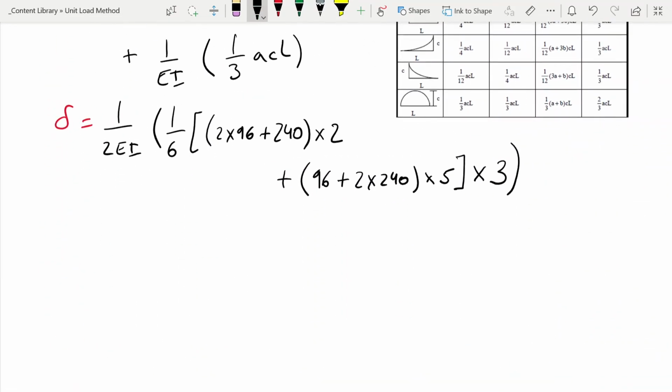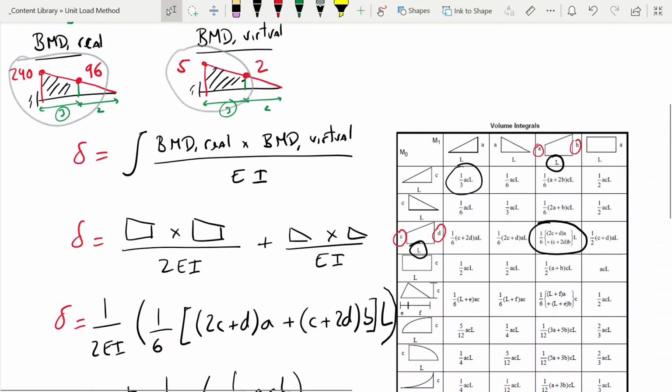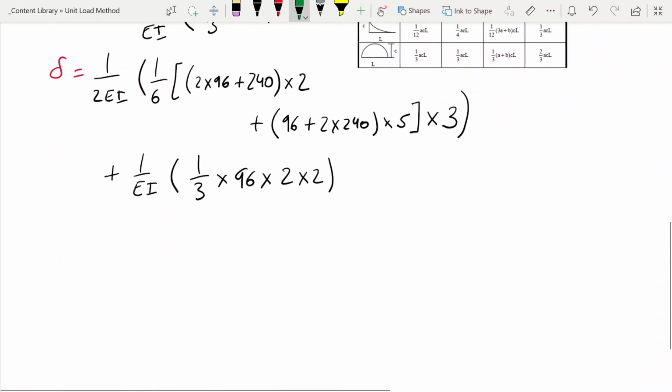Now we add the triangle, so we add 1 over EI, and the triangle should be easier. So 1 over 3 times 96 times 2 times 2. Let's have a look. 96 is the value on the first triangle, so let's patch it here in green. 96 is that value, 2 is the other value, and then 2 is the span. So this looks okay. At the end, this is going to give me a number that should be divided by EI, and I just need to go to the calculator to find it out.